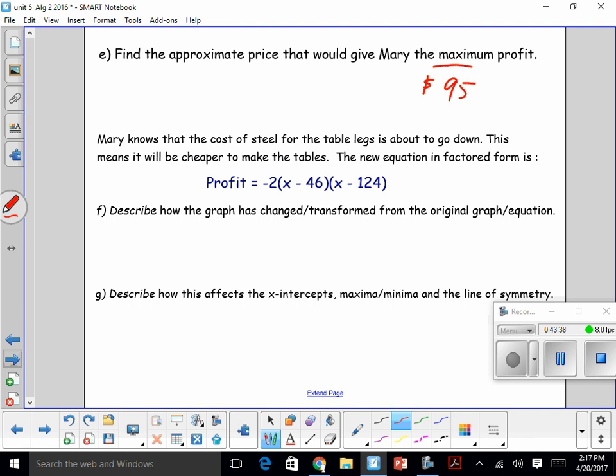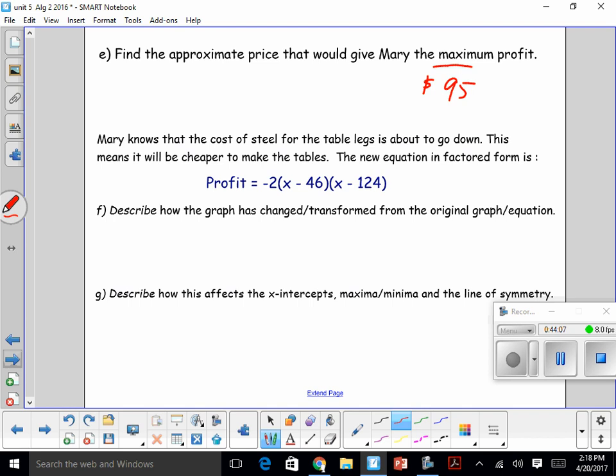When they ask the question, describe how the graph has changed or transformed from the original graph equation, it really just means when you see that new picture compared to the old picture that was there, how does it look different? What seems to have happened? So go ahead and do this. Type in that second equation. We'll answer these two questions. I'll comment on my 1, 2, 3, 4 one last time, and then we'll do it.